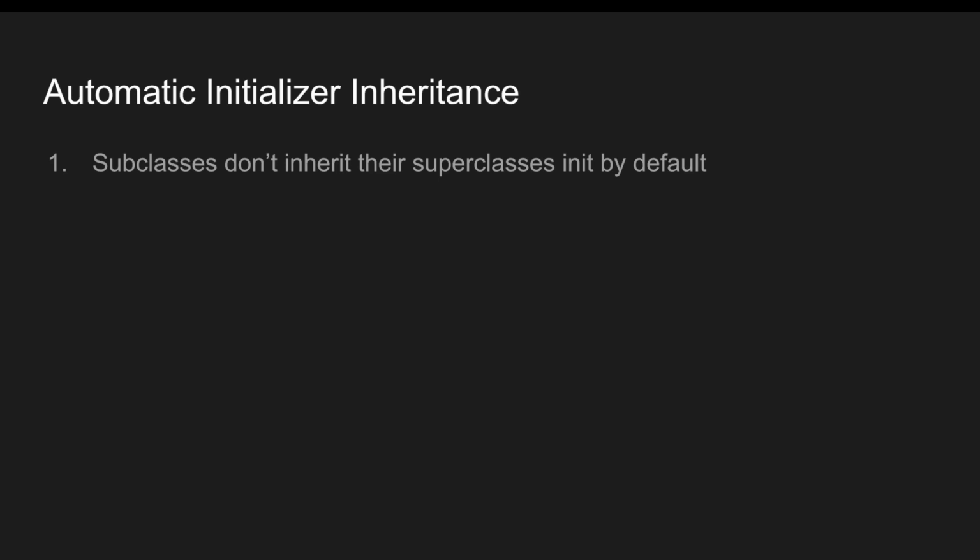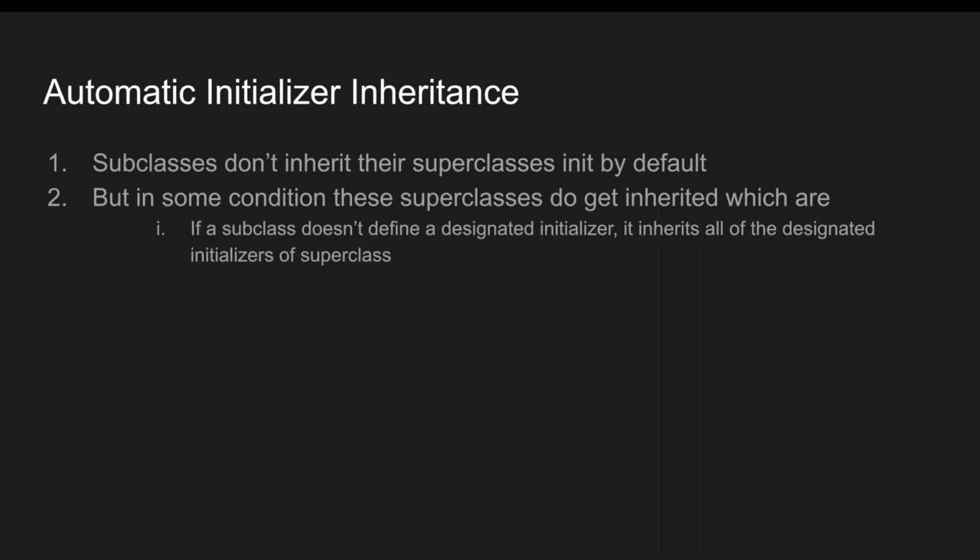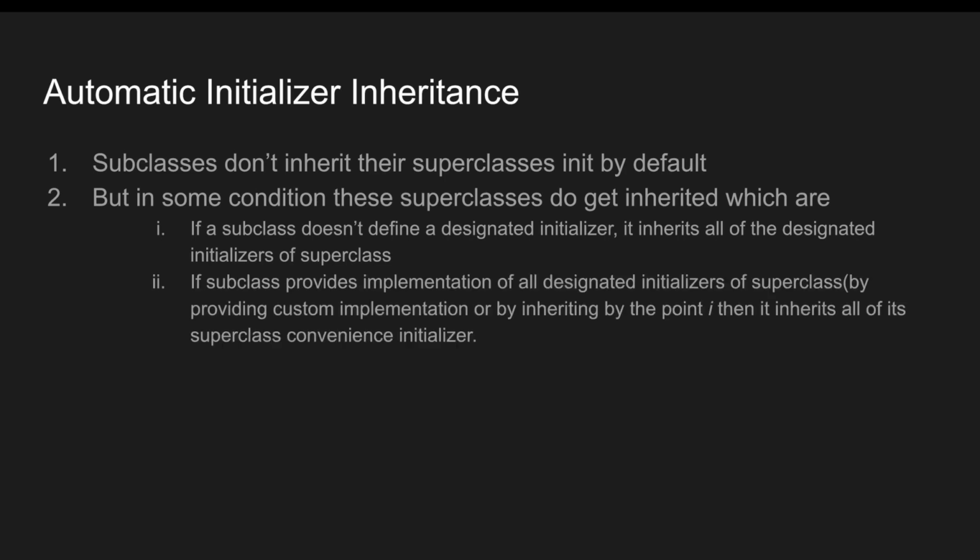Now let's move to another concept, which is automatic initializer inheritance. It shows how we can inherit an initializer from a superclass. Subclasses do not inherit their superclass's init methods by default, but under some conditions they do. Point number 1: if a subclass does not define a designated initializer, it inherits all of the designated initializers of the superclass, which we have seen in the previous example. Point number 2: if a subclass provides an implementation of, or overrides, all of the designated initializers of the superclass, either by custom implementation or by inheriting them using point number 1, then it inherits all of its superclass convenience initializers too.